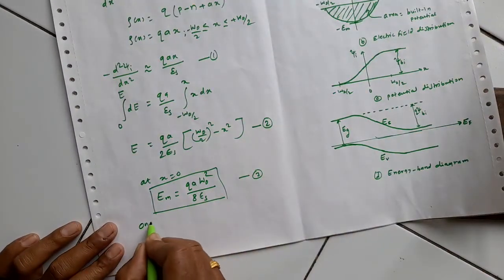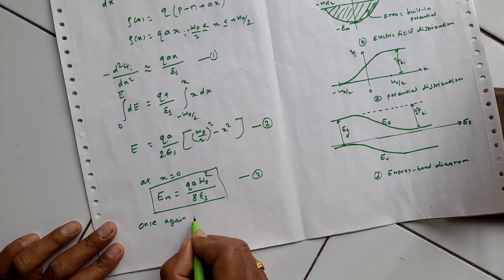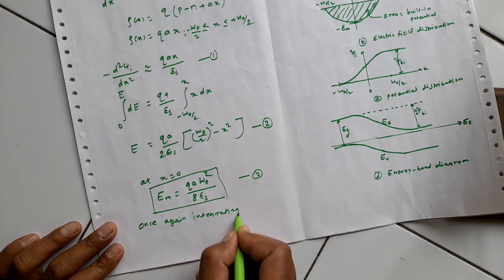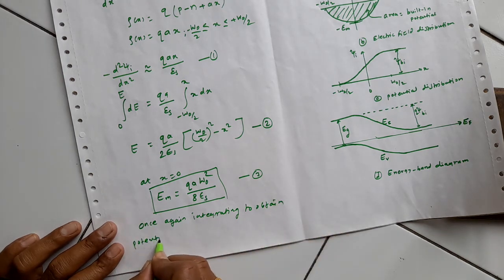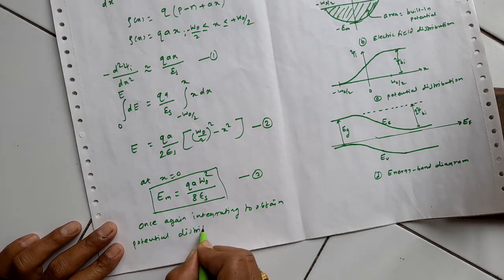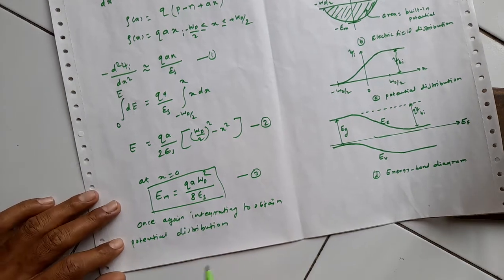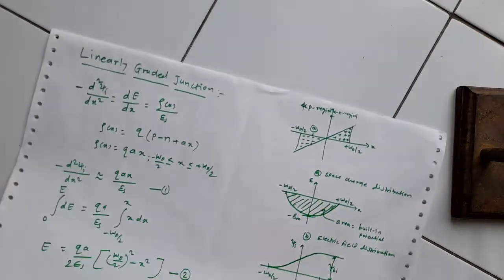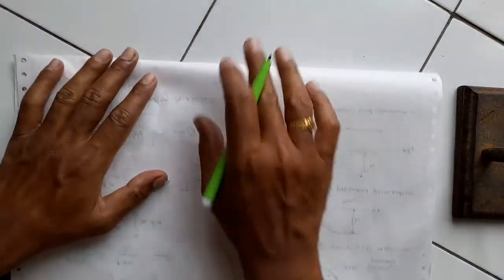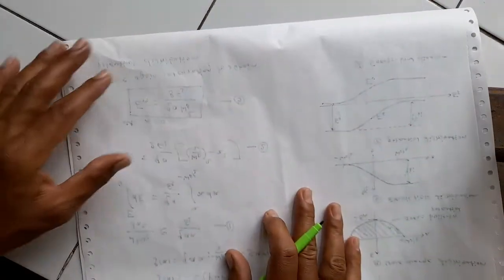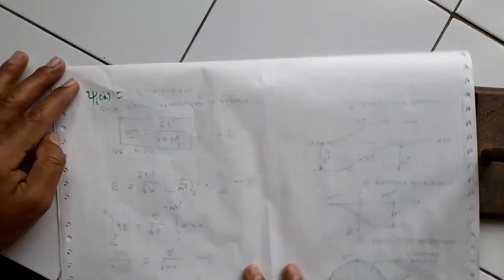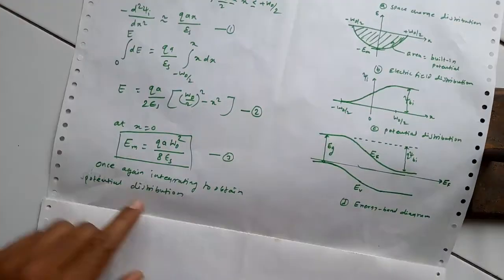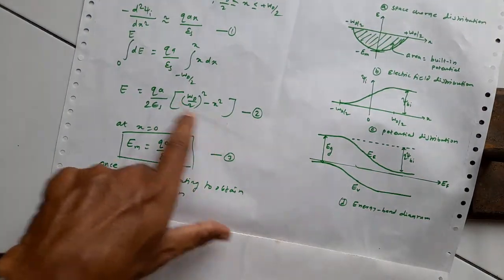Okay. So, once again, integrating to obtain the potential distribution. So, what will we get? This will result in psi of x. Again, just trying to integrate this equation, considering equation number 2.